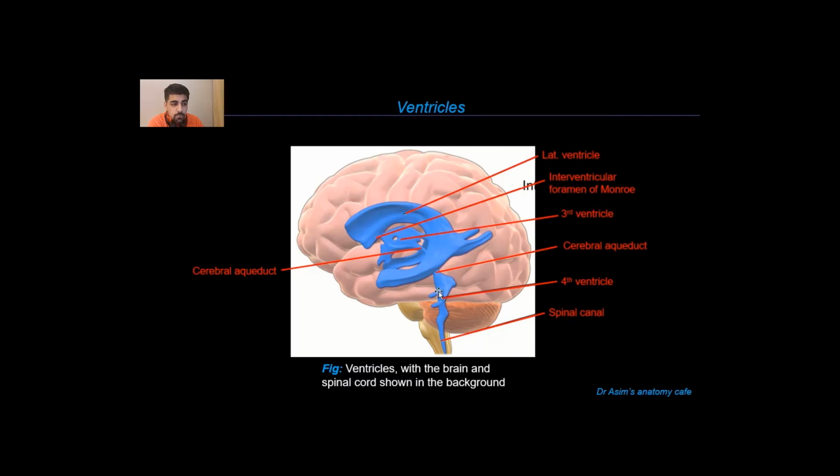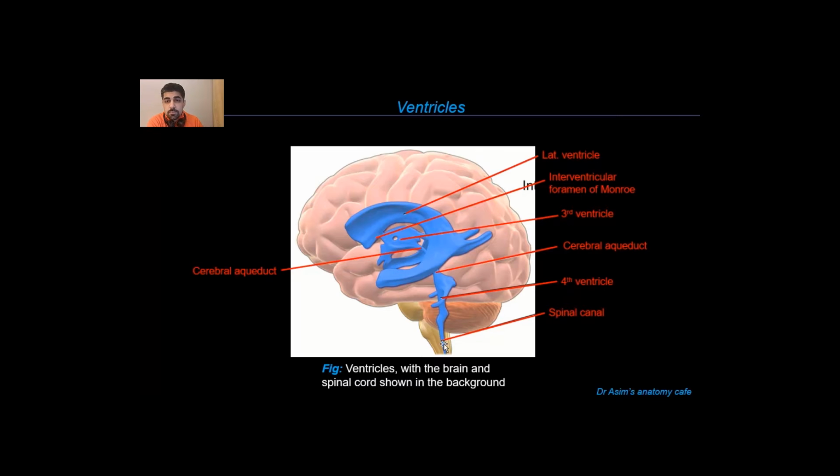Then from here down, the fourth ventricle continues down as the spinal canal, which is basically an extension of the fourth ventricle inside the spinal cord. So you can appreciate that there is a space within every part of the central nervous system, and this interconnected system of spaces is known as the ventricular system. The fluid present inside these spaces is the cerebrospinal fluid, which is present within the central nervous system.